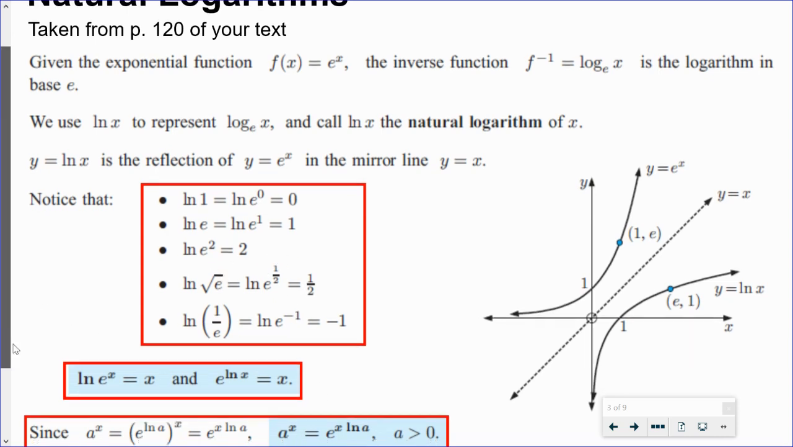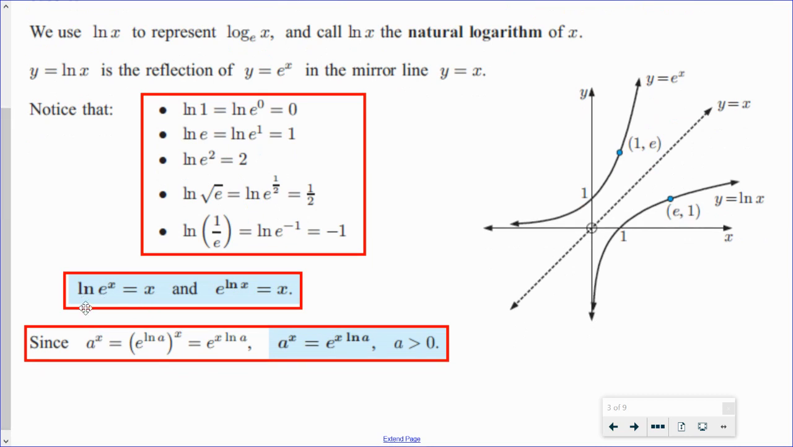And we can rewrite these. Remember ln is like log base e, so log base e of e^x is equal to x, and e^(ln x) is equal to x. That's like our cancellation laws. And we can rewrite some expressions in terms of e. So we can say that a^x is equal to e^(x ln a). We're going to use that in a future example.